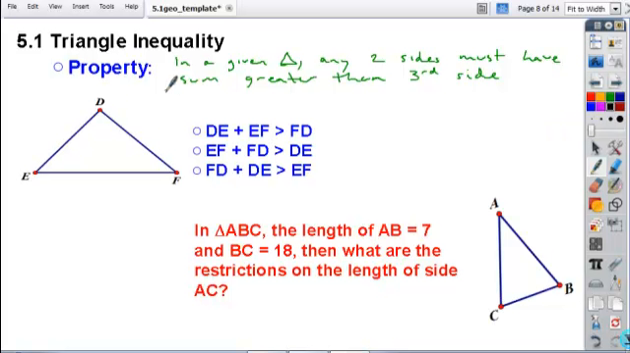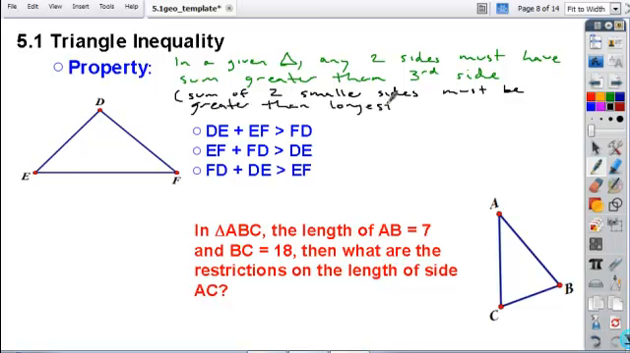Often what you're going to do when you're working through problems on this is you're just going to focus on the two smaller sides. So basically the sum of the two smaller sides must be greater than the third side. Okay, so if you have numerical values, just compare the two smaller sides to the longest side, and the sum of the two smaller sides has to be greater than the longest.